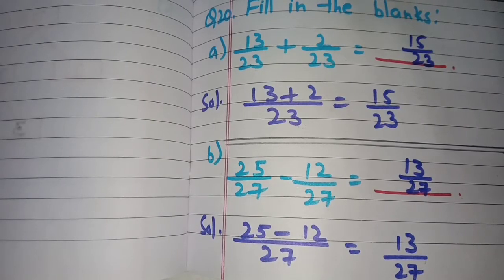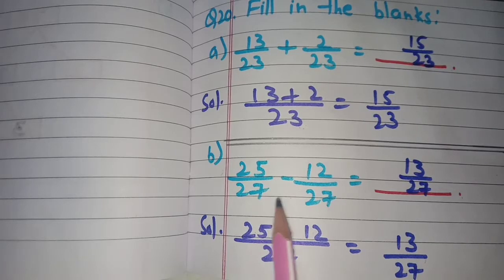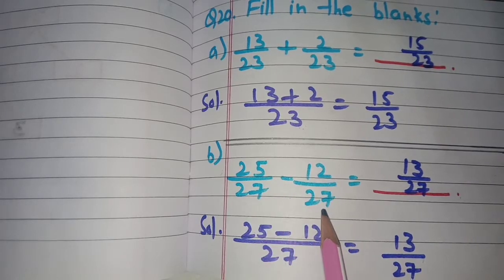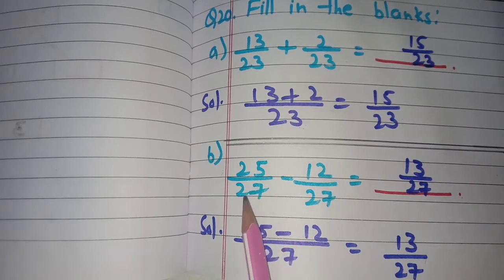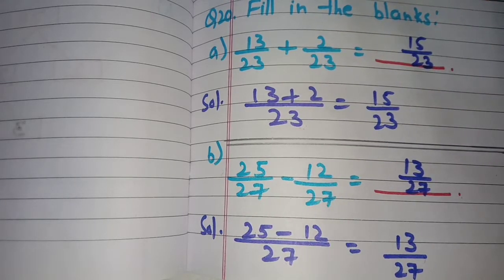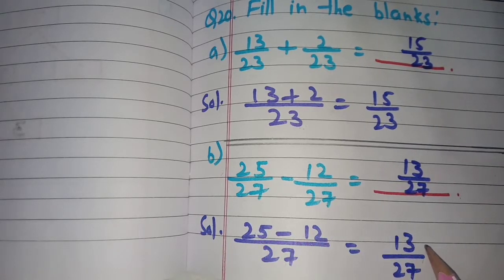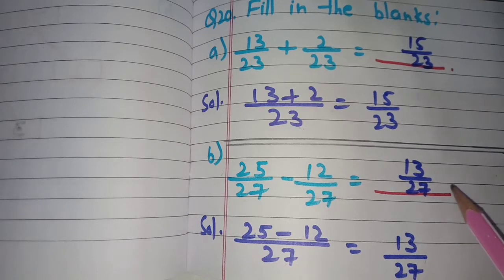Next is part B. 25 by 27 minus 12 by 27. Again, these are like fractions because the denominators are the same. So how can we subtract them? We will just write the common denominator, that is 27, and we will subtract the numerators, that is 25 minus 12, and the answer will be 13 by 27, and this answer we will write here in the blank.